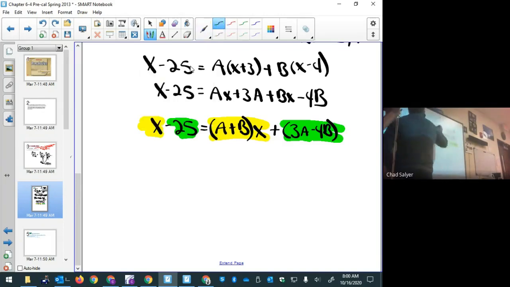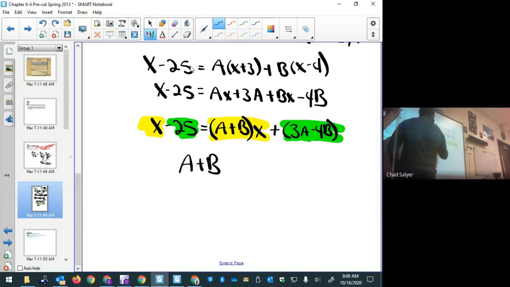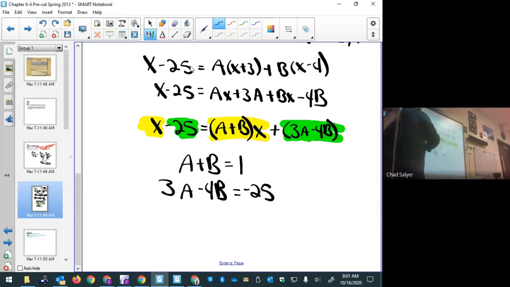So I know from this information that A plus B has to equal 1. In other words, this coefficient of X has to match this coefficient of X. And then 3A minus 4B has to equal -25. And I'm sure you've been wondering, what the heck does this have to do with the matrix? Well, here we are.